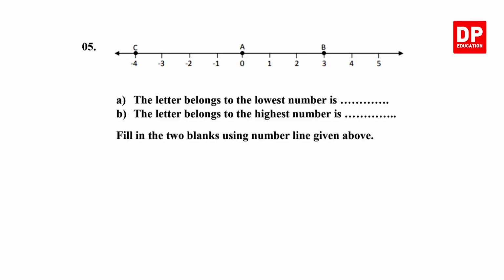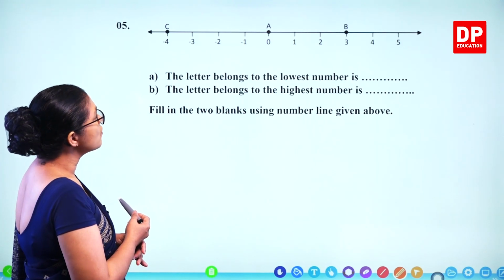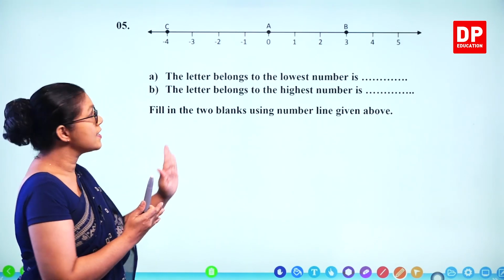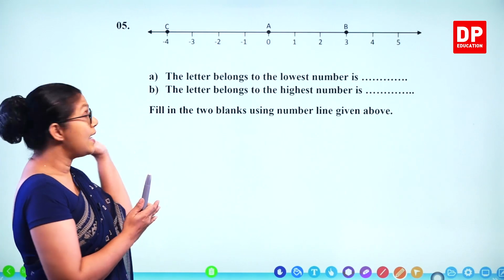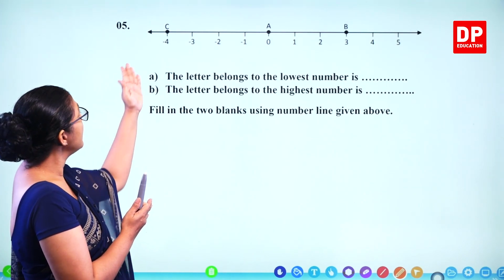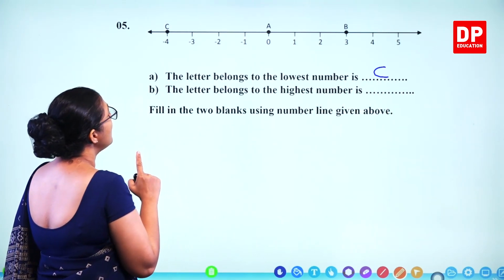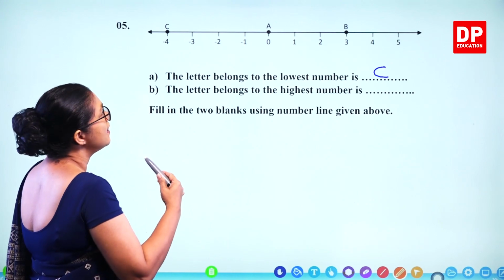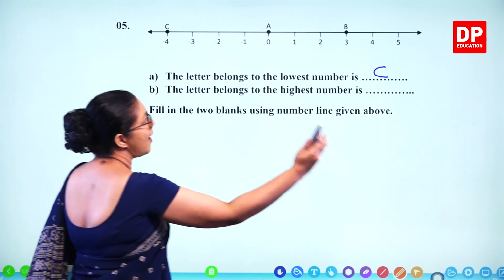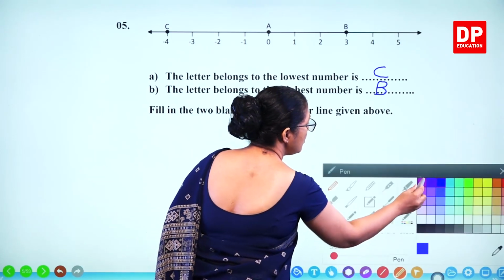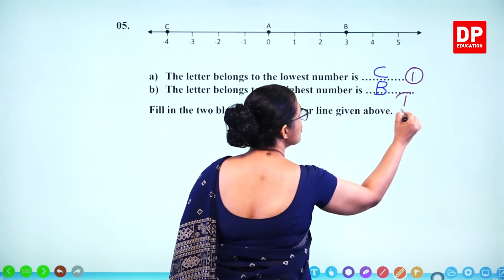Question number 5. The letter belongs to the lowest number. The letter belongs to the highest number. Fill in the 2 blanks using number line given below. So what is the lowest one first? One which is in the left hand side on the number line. So C. The letter belongs to the highest number. That is to the right. Highest number is to the right. That's B. You get 1 mark each.